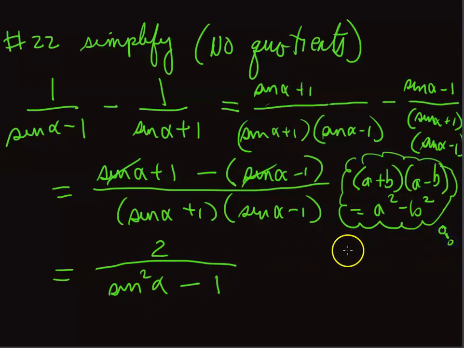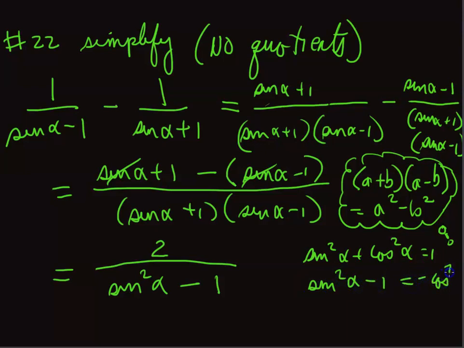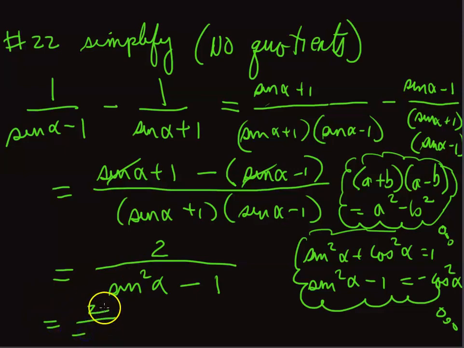Sine squared alpha minus 1 comes from our Pythagorean identities. Sine squared alpha plus cosine squared alpha equals 1. So if we do a sine squared alpha, subtract 1 from both sides, and put the cosine, which is negative cosine squared alpha, on the other side, then we can use that. That's another thought bubble. So now we can write this as 2 over a negative cosine squared alpha.